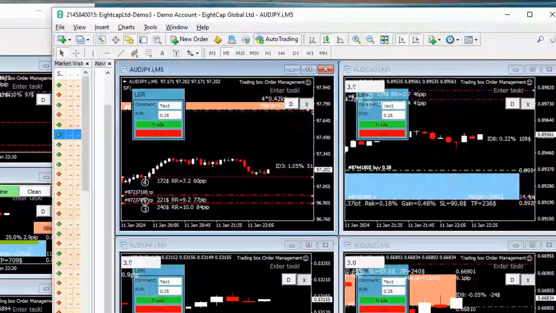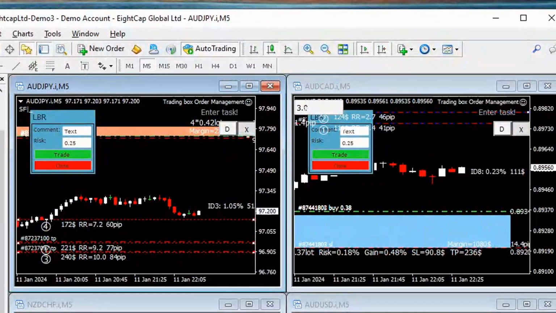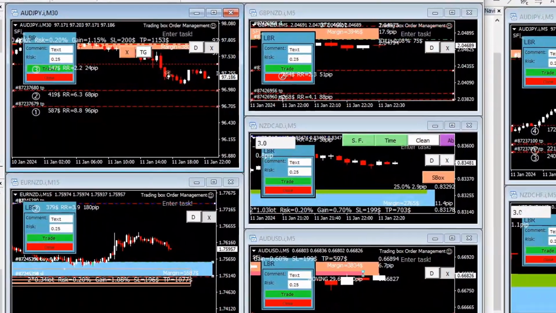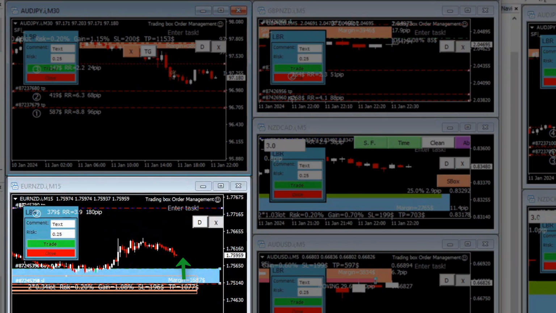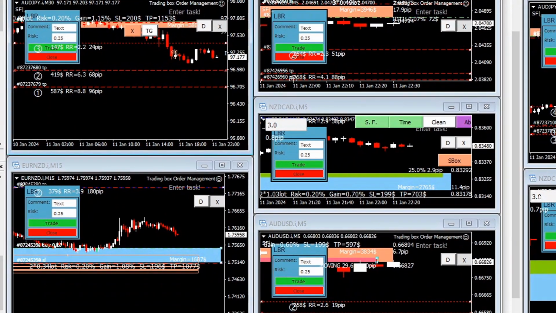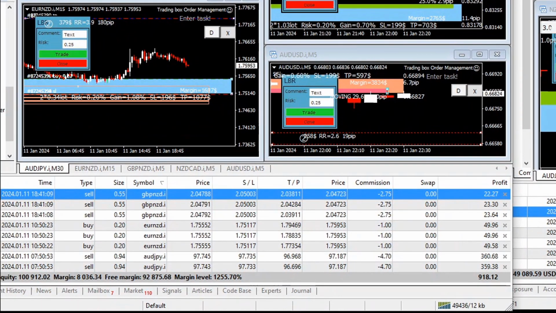Let's see the difference. I'm in a few trades, but I want to highlight four in particular. On one of my accounts, I'm long AUD CAD and short AUD JPY. As you can see, I'm in profit on both trades. Over on the left side, the two trades I want to talk about are Euro NZD, where I'm long, and GBP NZD, where I'm short. Once again, both trades are running a profit.